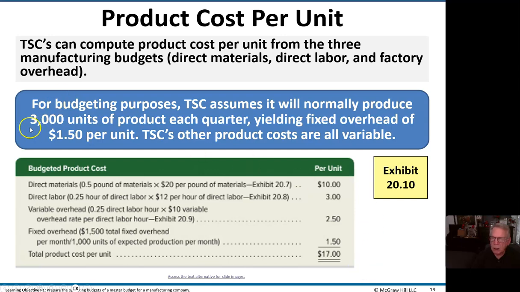I think they've got a little glitch in the PowerPoint here in that it will normally produce 3,000 units of product each quarter. Don't get that confused. As I say, that's 1,000 units per month times 3 to get the 3,000 units. Okay, so the total product cost per unit then is $17.